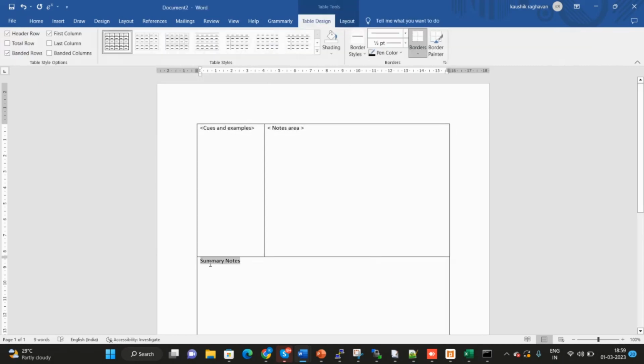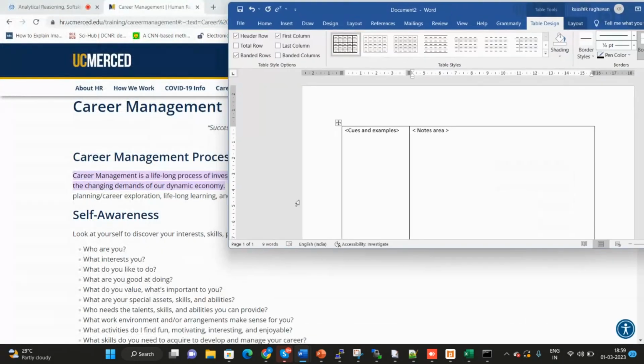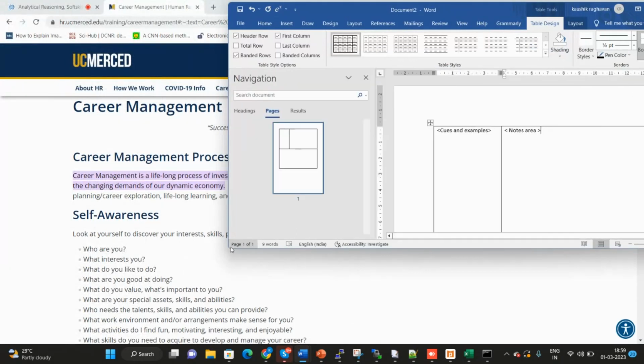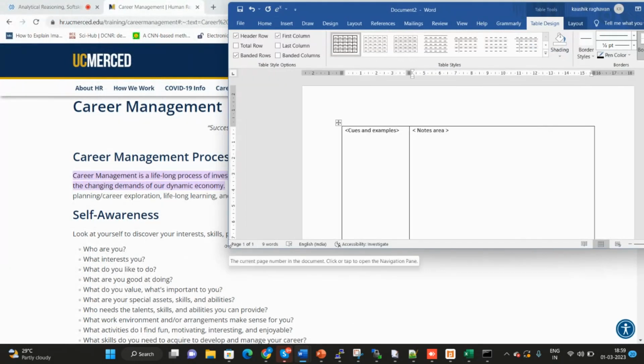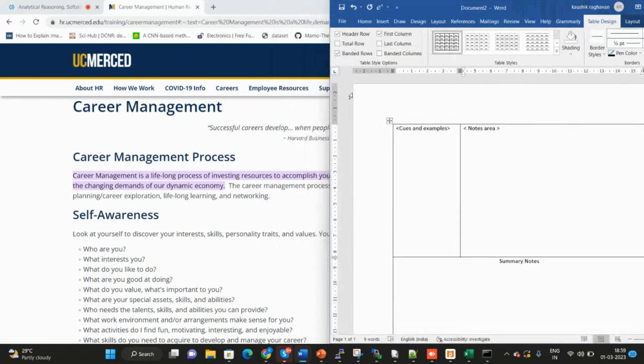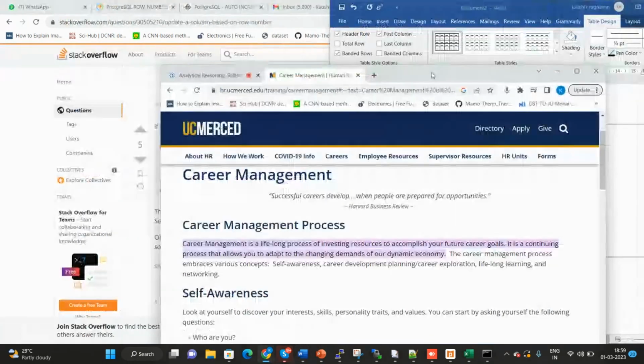We are going to try and see if we are able to make Cornell notes. So we'll have it on one side. I'm just trying to see how I can keep both side by side. This is on one side, and then we will have this window on the other side.